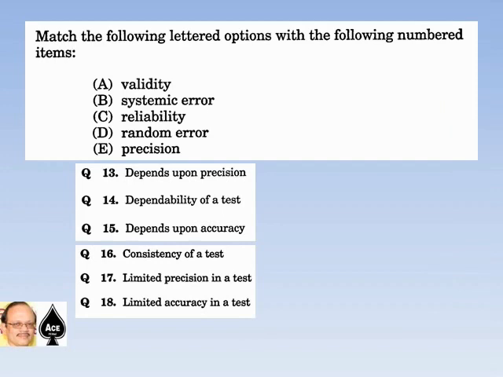Now match the following lettered options with the following numbered items: validity, systemic error, reliability, random error, and precision. The questions are: depends on precision, dependability of a test, dependence on accuracy, consistency of a test, limited precision in a test, and limited accuracy in a test. Six questions are there. 5 options.